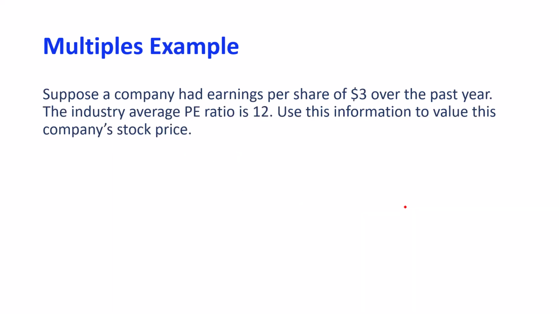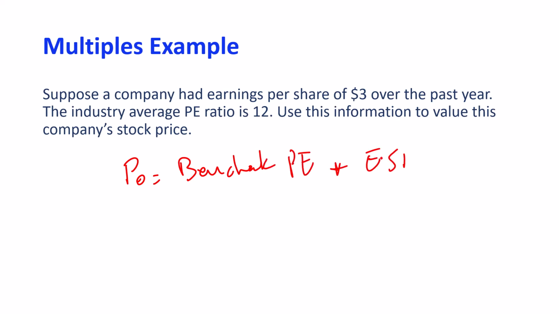Let's look at an example here. Suppose a company had earnings per share of $3 per share over the past year. The industry's average PE ratio is 12. And if you want to use the multiples approach, you do benchmark PE times earnings per share. So you will have 12 times 3, which is $36.